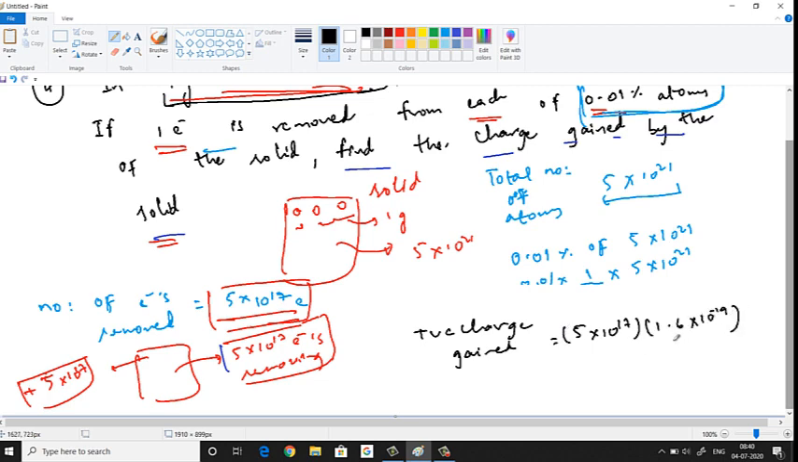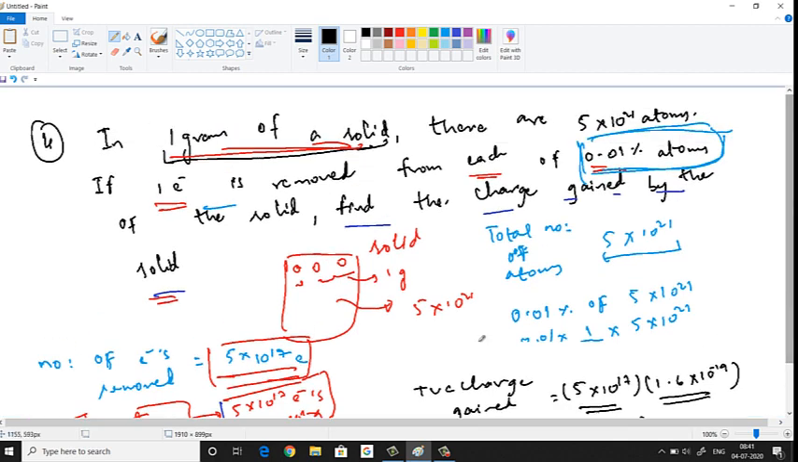Correct? Because charge on one positive charge is what? 1.6 into 10 power minus 19. So for so many it will be how much? 5 into 10 power 17 into 1.6 into 10 power minus 19. So simplify this, you'll get 5 into 1.6 is 8 into 10 power minus 2. So that will end up turning into 0.08 coulombs. Okay? Easy? Alright, fine. Next.